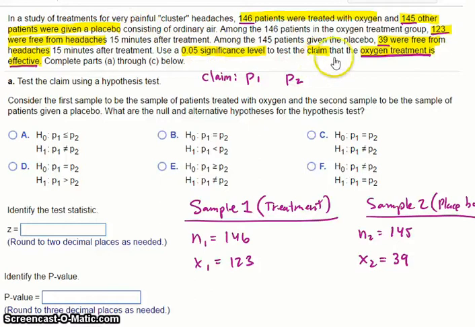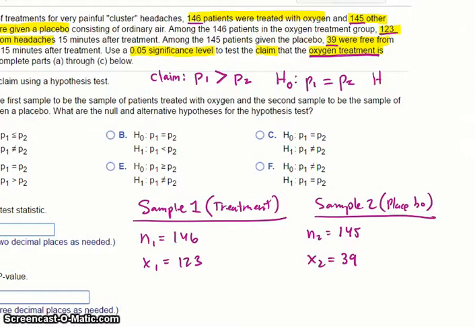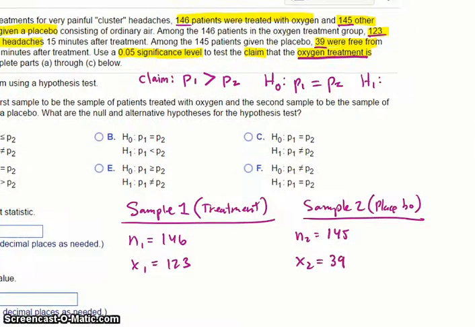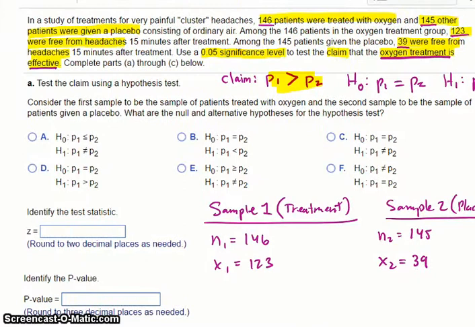So to say that the oxygen treatment is effective, that would mean that p sub 1 is greater than p sub 2. The proportion of those who are free from headaches in the treatment group is greater than those in the placebo group. The null is a statement which states that there is no difference between the two groups, so p sub 1 is equal to p sub 2. The alternative says that there is a change. In this case, we're going to adopt the claim because the claim is a statement of change, so p sub 1 is greater than p sub 2. The correct answer for this would be choice D.